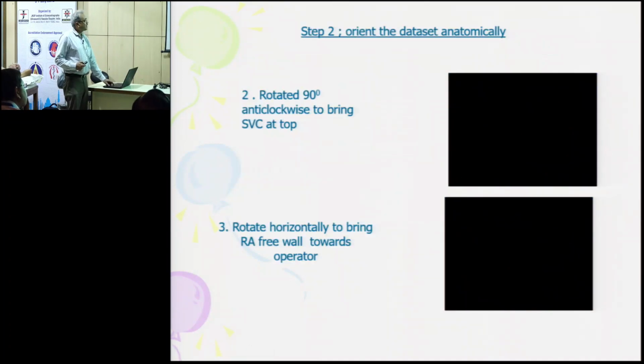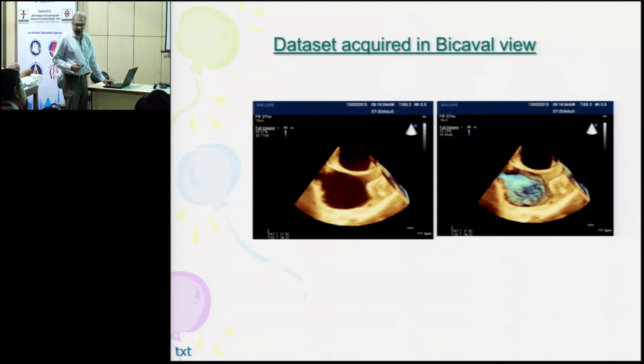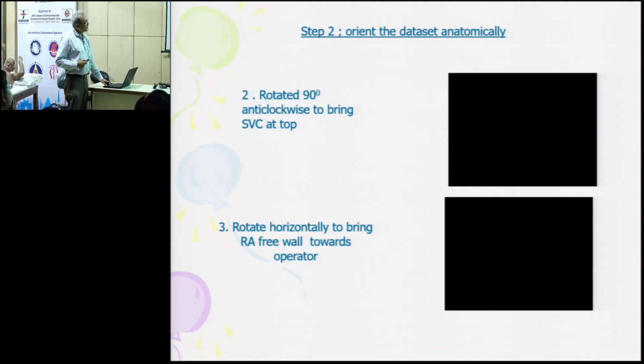Now the first step is the data set acquired in the bicaval view. You acquire the data set, keep it. Next step is to orient the data set anatomically. So earlier it was bicaval. In the second view, you rotate it so that the SVC comes on top. So this was bicaval; if this was SVC, this was IVC. Rotated by 90 degrees, SVC goes on top, and this becomes anatomical.